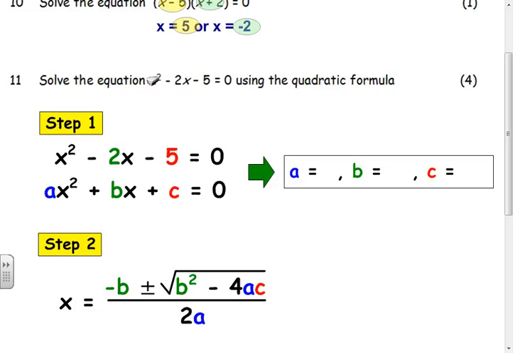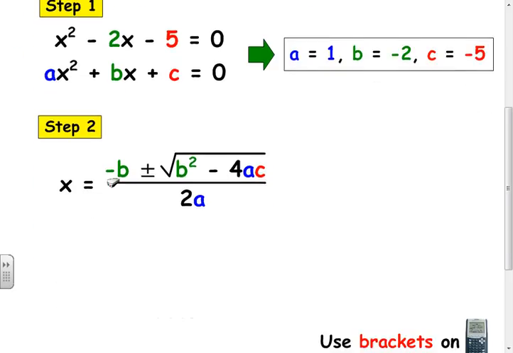So here we are, the number in front of the x squared is your a, so that's 1. There's no number there, we just call that 1. In front of the x you've got a minus 2, so b is minus 2. And the c here is minus 5. So copy down your quadratic formula, and then all you have to do is substitute the numbers in. I'm saying all you have to do, you need to do it accurately and well to get the full 4 marks. But if you practice this question, it's not too bad.